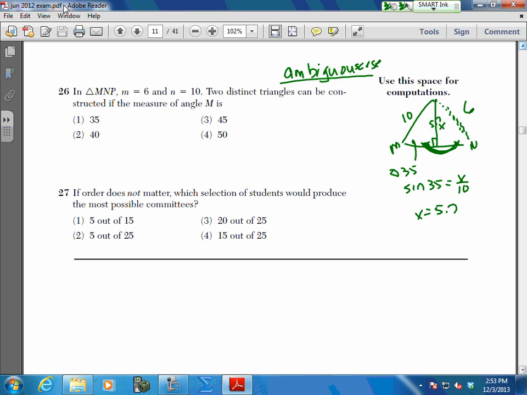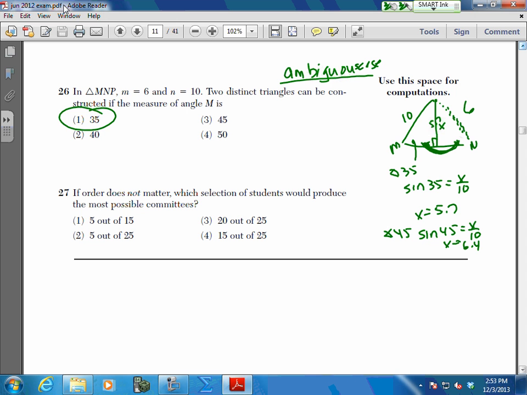If I try the 45, it's going to be 6.4. It's longer than 6, so it's only going to swing me to one side. That's one way to do it, to determine that the answer is 35.